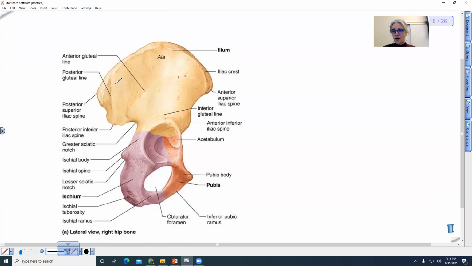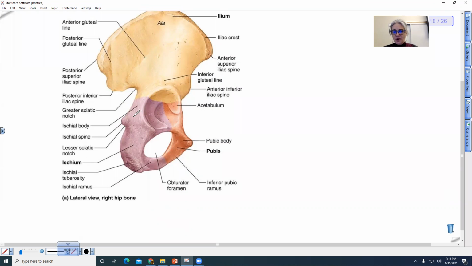As I mentioned before, this is actually looking at it from the side, so this is a lateral view. This is the iliac crest. This is where you place your hands when you put your hands on your hips. We talked a little bit about the ischial spine, this thing that sticks out, because that can get in the way of the pelvic outlet through which the baby moves, right?